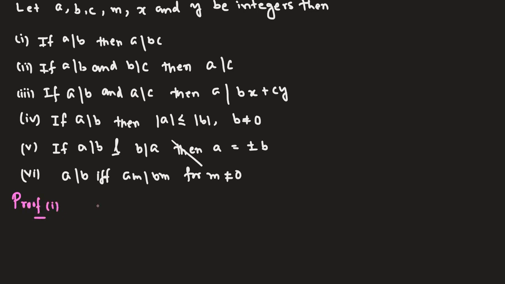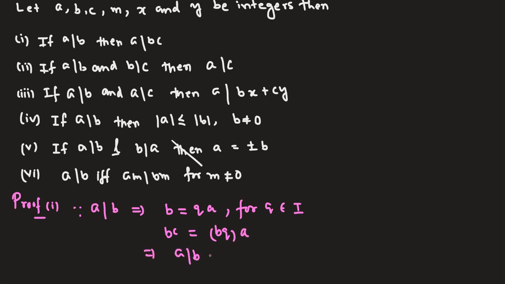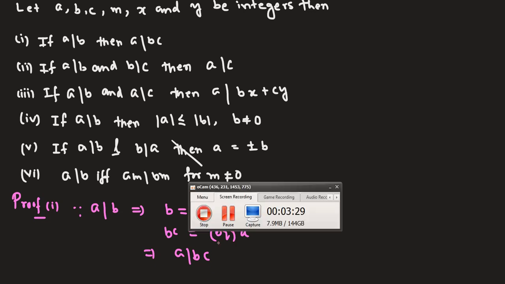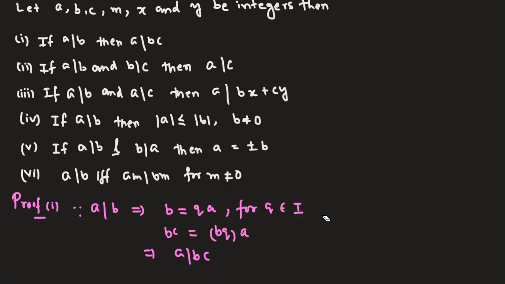Proof of 1: since A divides B, there exists an integer Q such that B is equal to AQ for Q belonging to the integers. Now if I multiply both sides by C, we have BC is equal to CQ times A. So this implies A divides BC. Hence proved.